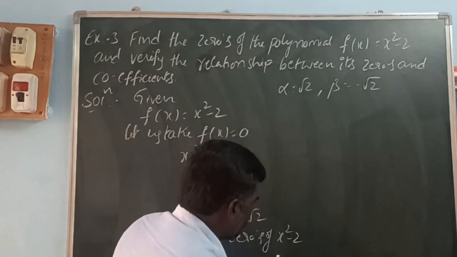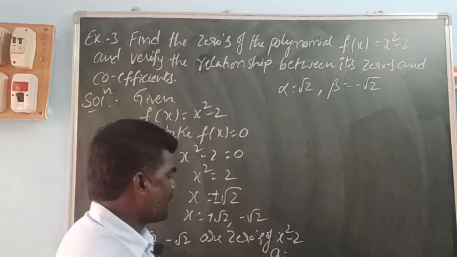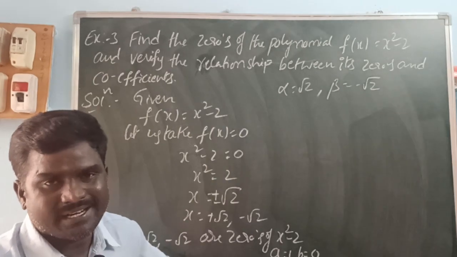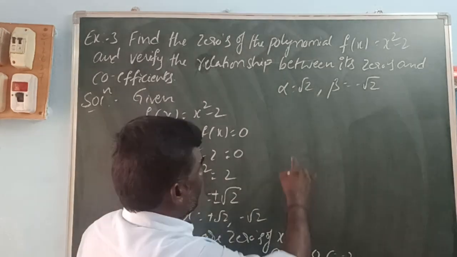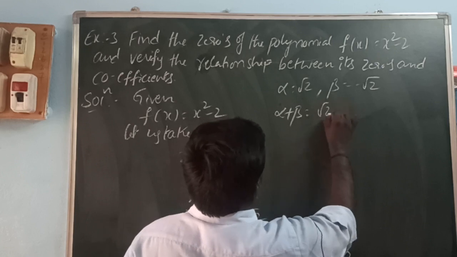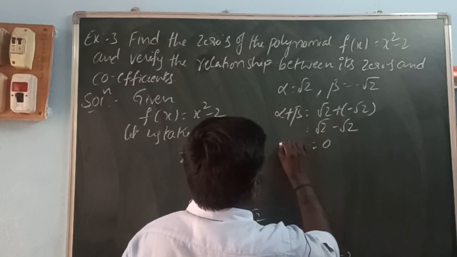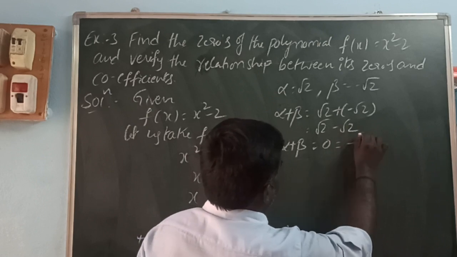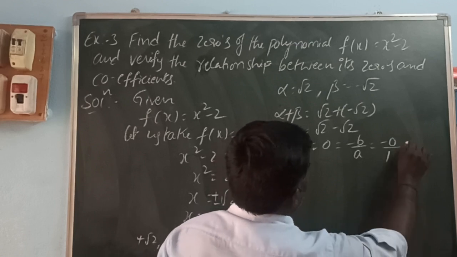Here x square minus 2, when compared with the polynomial ax square plus bx plus c, here a is equal to 1, b is equal to 0. Here there is no x coefficient, we can write it as 0 into x. So constant c is equal to minus 2. Here alpha is root 2, beta is minus root 2. Alpha plus beta is root 2 plus minus root 2, that is equal to 0. When compared with coefficients, minus b by a is minus 0 by 1, and 0 by anything is 0.